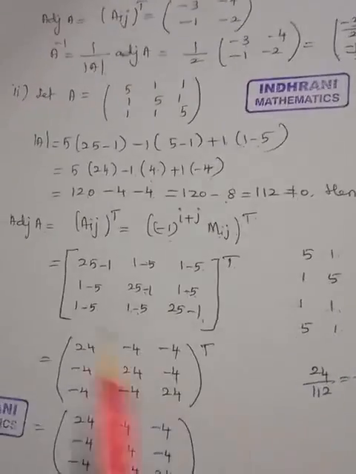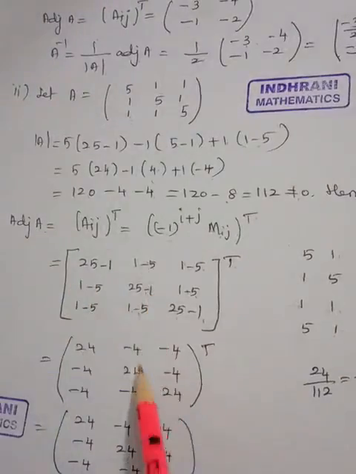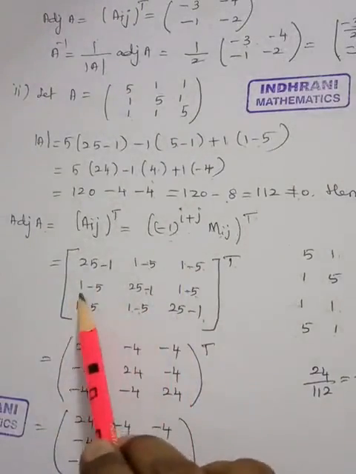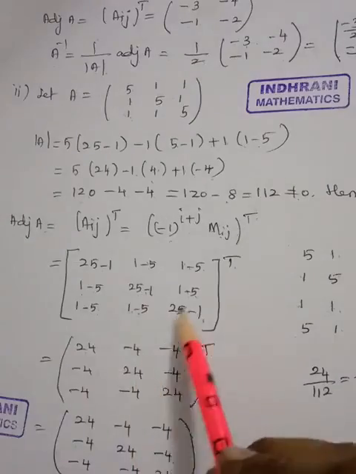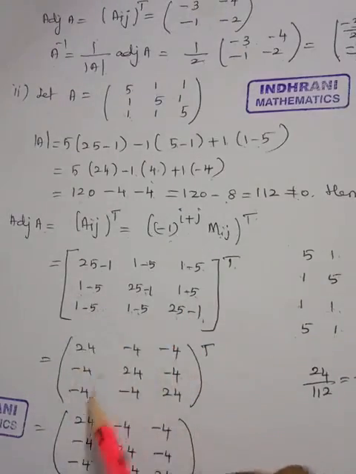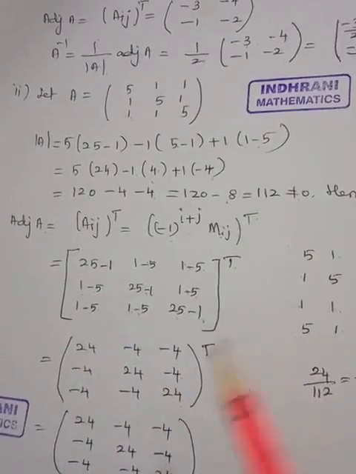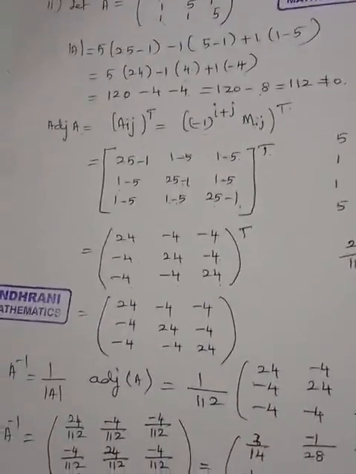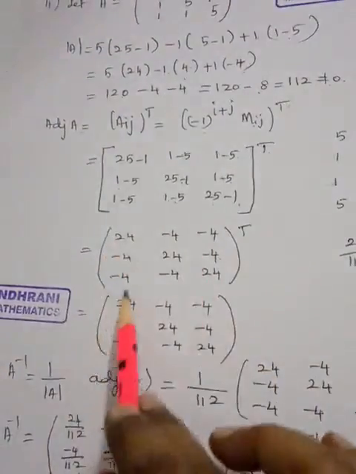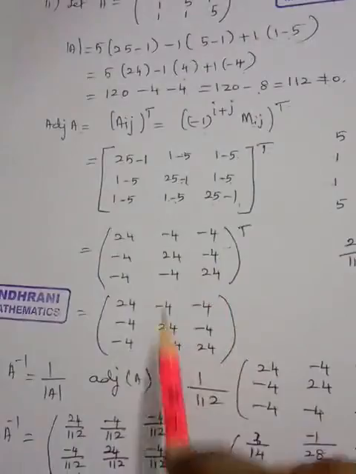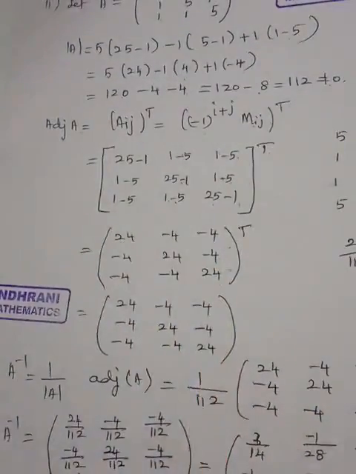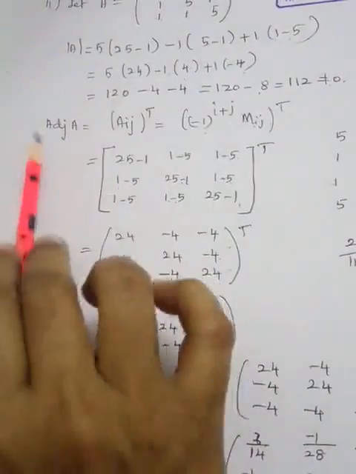Simplifying this, you will get 24, minus 4, minus 4, minus 4, 24, minus 4, minus 4, minus 4, 24, whole transpose. Transpose means we have to interchange rows and columns. So your first row becomes the first column, the second row becomes the second column, the third row becomes the third column. This is the adjoint of A.